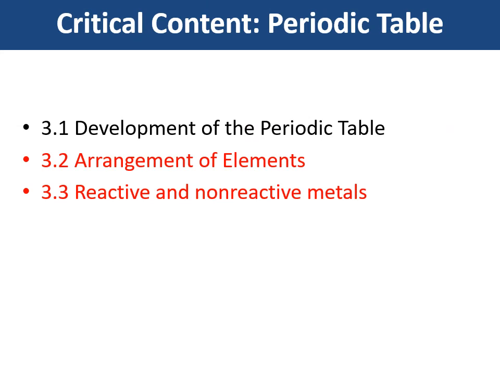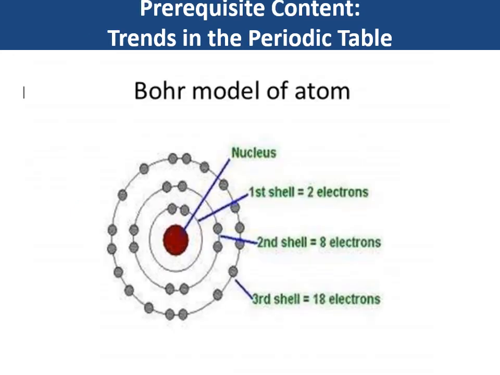Next one is the development of periodic table and the arrangement of elements on the periodic table and the reactive and non-reactive metals. Okay. So, class, nandyan pa ba? Let us continue. We had here, in terms of the trends in the periodic table, we had here some theories. Like, for example, the theories of Bohr. Okay. Yung tinatawag natin Bohr model of an atom.